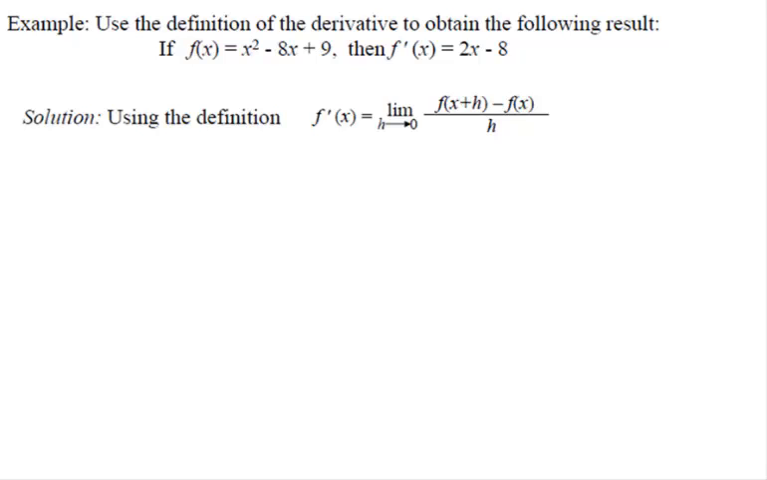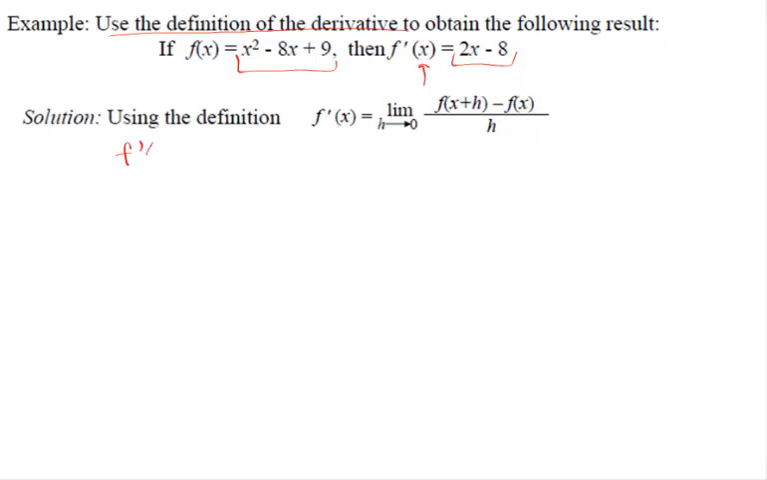So now we're going to do one more example. This is not a linear function. This is a quadratic function. This time, given f of x equals this function, we are to show that f prime of x, the derivative everywhere, for any particular input value, is 2x minus 8. And we're going to use the definition of the derivative to obtain that.